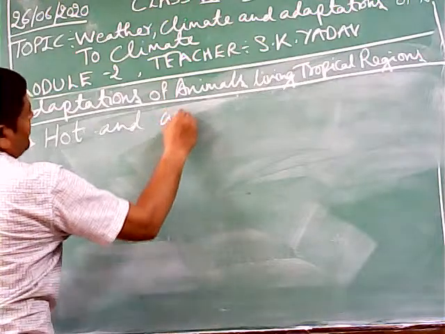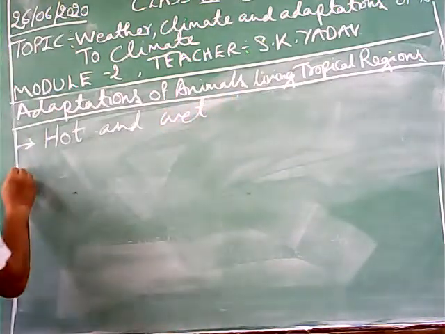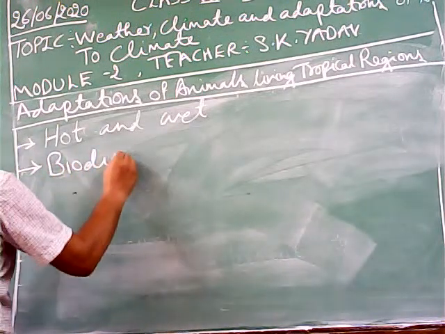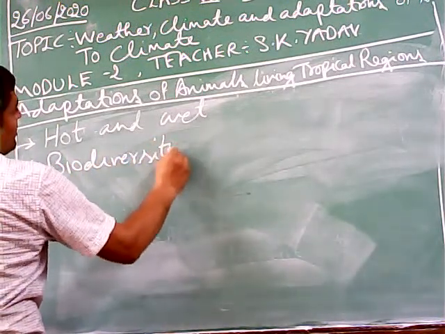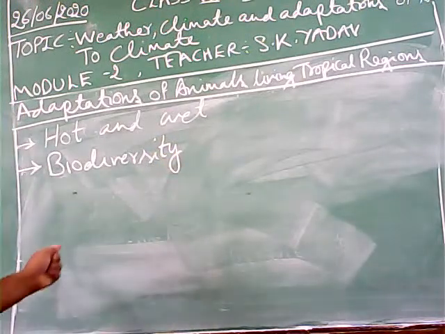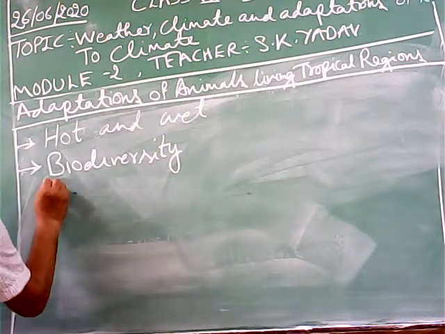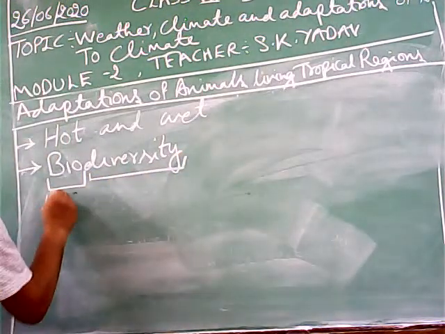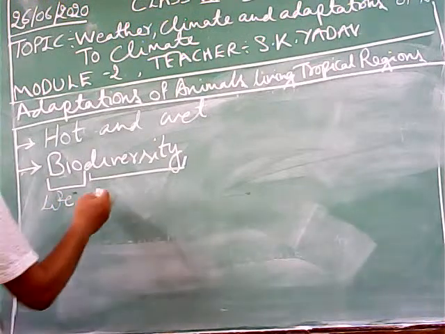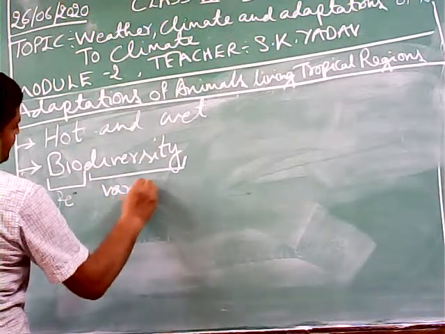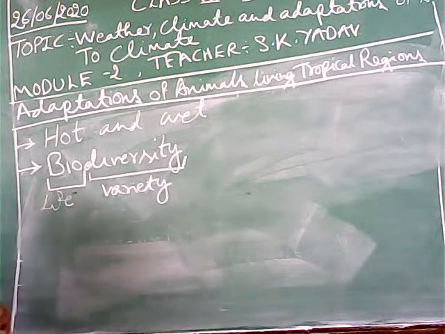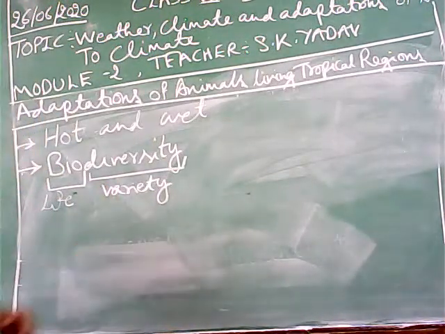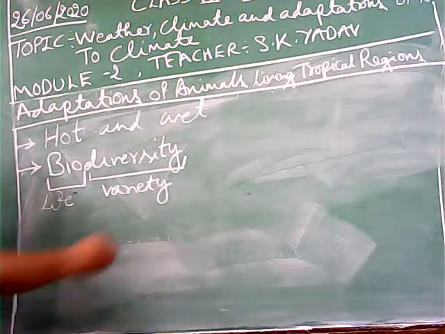Now let us come to the term that I used, biodiversity. The word itself explains its own meaning. Bio means life, and diversity means variety. So biodiversity means presence of different types of animals and plants in an area. Write down the definition of biodiversity.